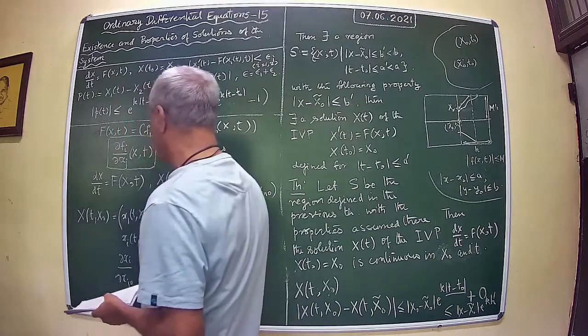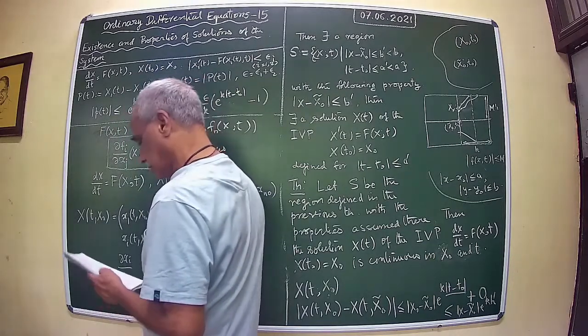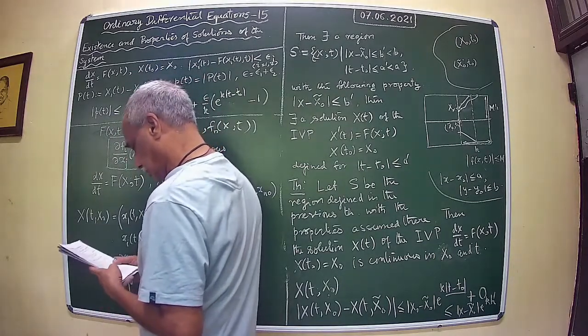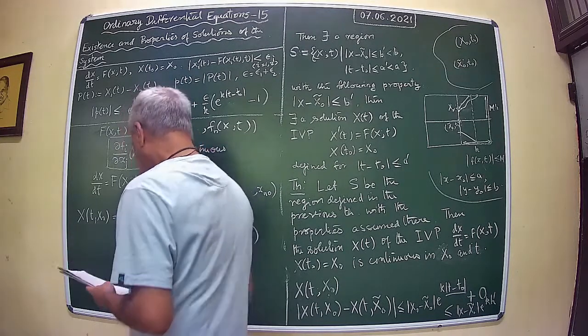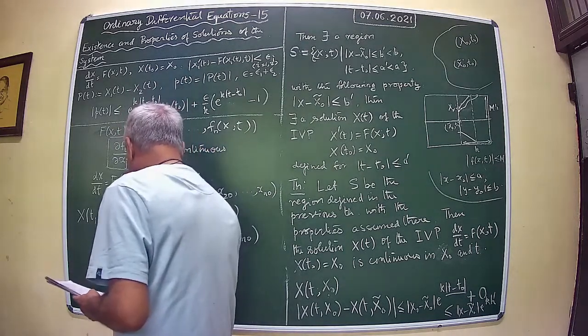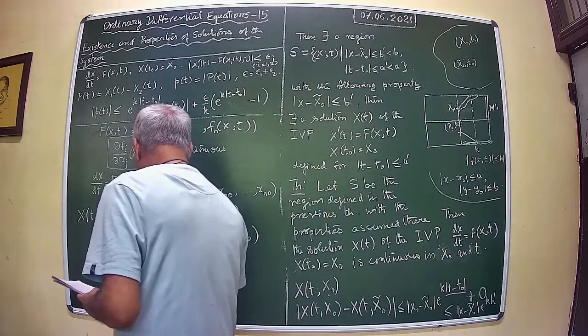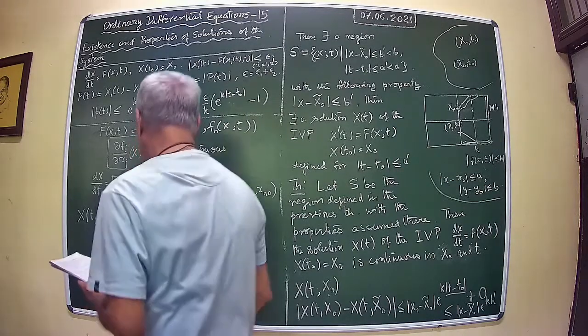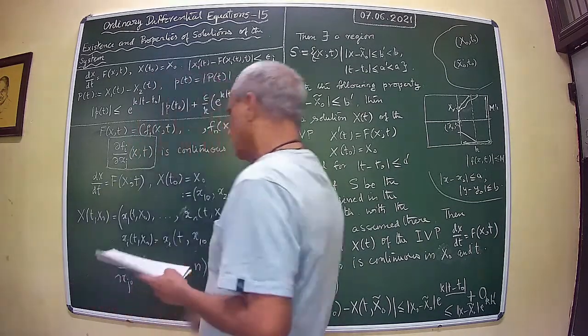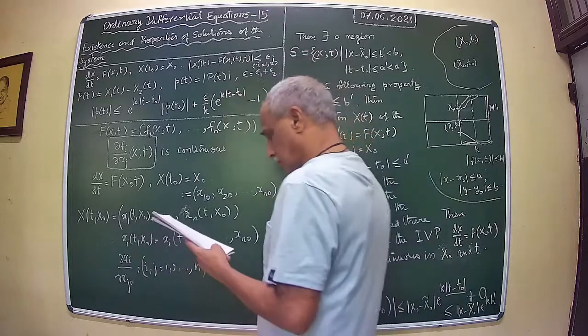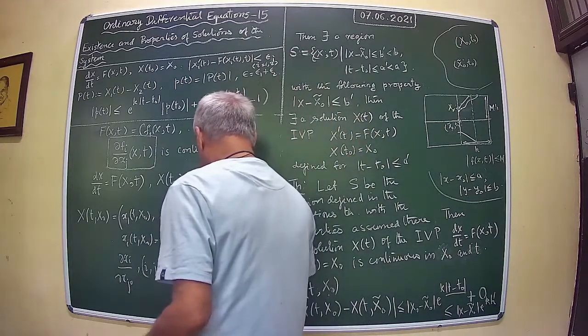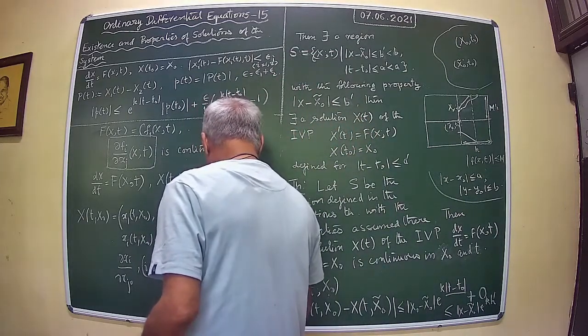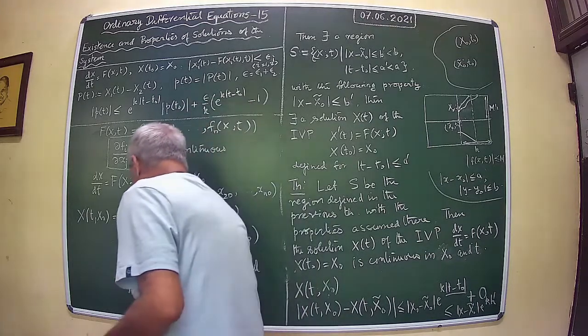dxj naught, for i from 1 to n, exists and are continuous.